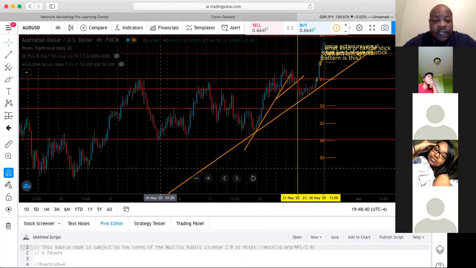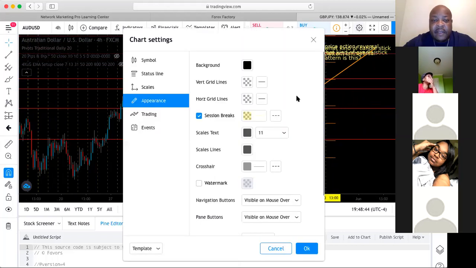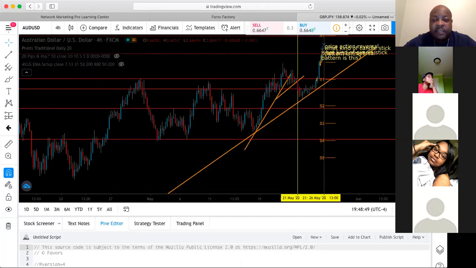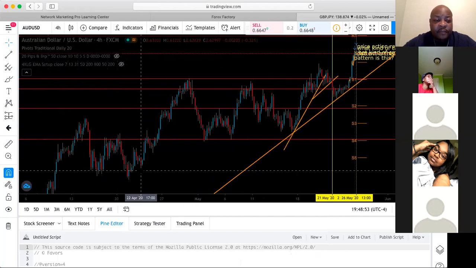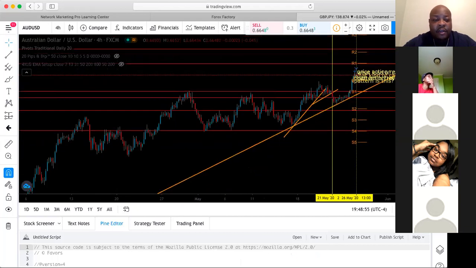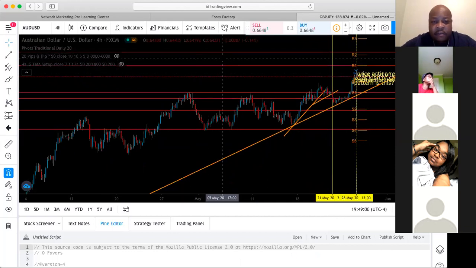So as you see here, let me see if I can, my session, I'm going to turn those off just for a moment. The session breaks do help, but I want a clean chart so you all can see this. So the first piece in identifying on the 4-hour chart, your major minor resistance, we're looking for what? Anybody know specifically?